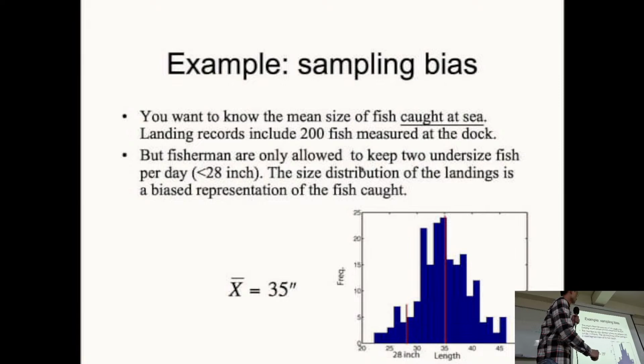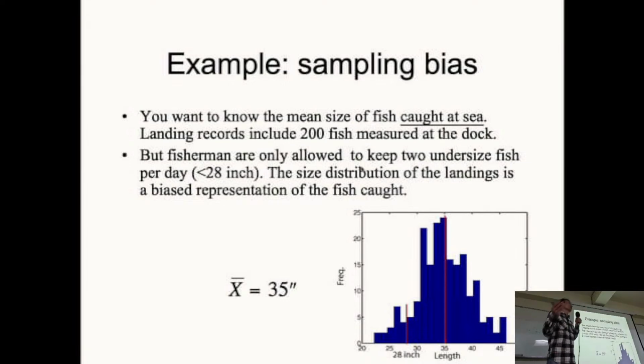Okay? But the number and the probability here are underestimated because you can keep only two. If there's a third one, you throw it back. So the probability here is underestimated. If you take the mean of all this data, it is overestimated, right? Because I throw back a lot of fish smaller than 28 inch. Right? But your idea is that you want to know the real mean of all the fish supposedly caught. Right? But now with this data you are biased, and you don't know how much.